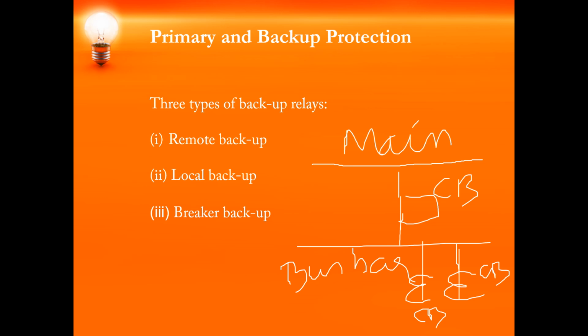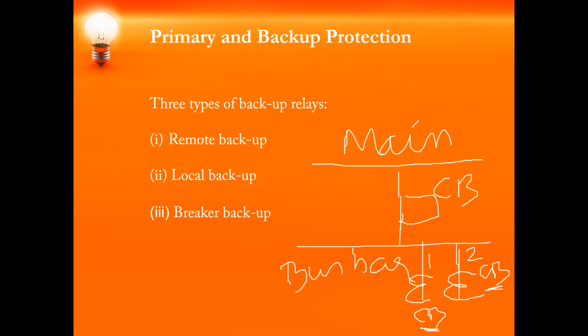Now this is line 1, this is line 2. If there is a failure in line 1, this particular circuit breaker is going to operate. If there is a fault in line 2, then the second circuit breaker is going to operate. So the circuit breaker for individual lines becomes the primary protection for that particular line.